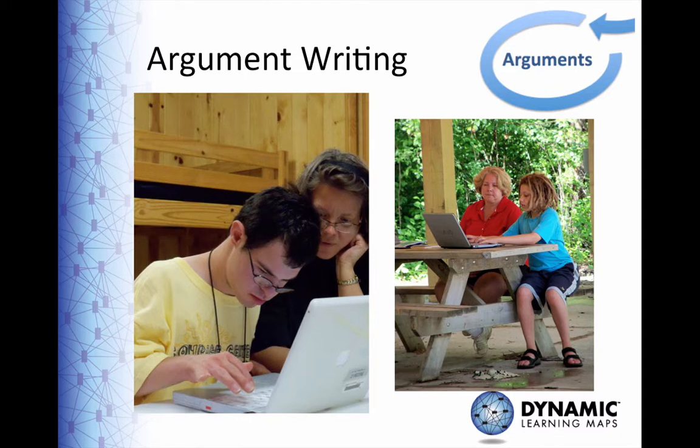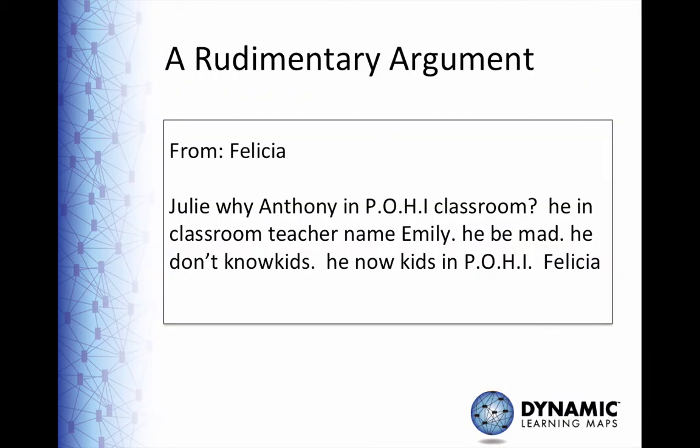Argument is not typically expected or demanded until writers have pretty well established writing skills and habits in middle school and beyond. The easiest place to begin with argument writing is with facts students already know. For example, Felicia is a high school student with significant cognitive disabilities. She uses a voice output augmentative communication system. She became upset upon learning that a friend and a former classmate was placed in a different group for a summer program. In this email, Felicia moves from persuasion toward rudimentary argument.